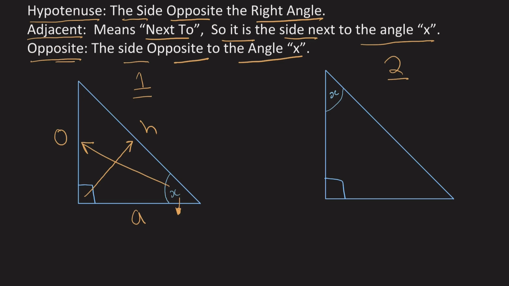Now looking at triangle number 2. As you can see, the angle is on this side, so this has to be adjacent. And this side is opposite the angle, so this has to be O. And because this side is opposite the right angle, this has to be H.